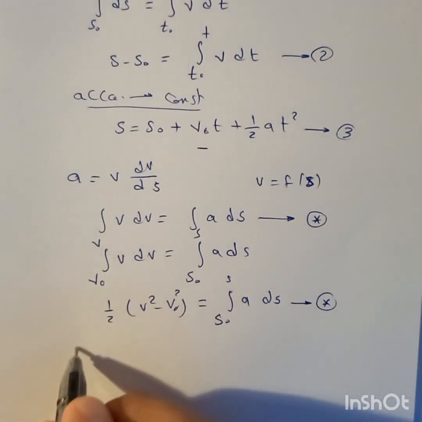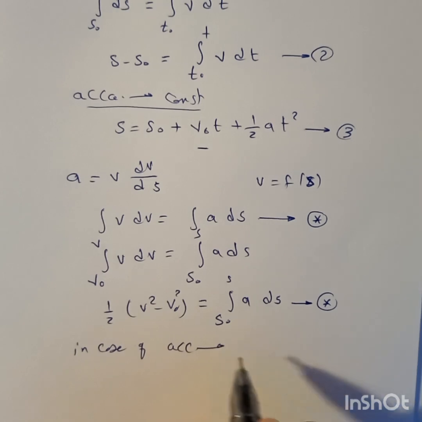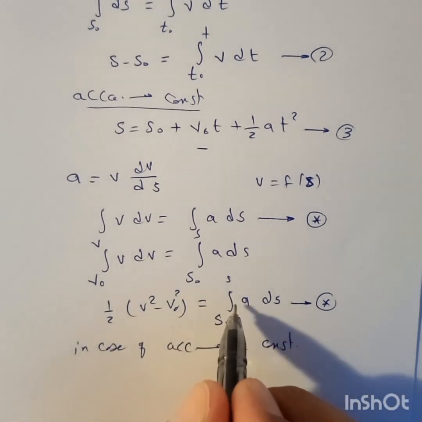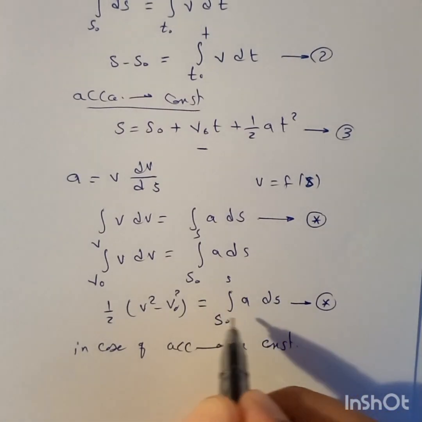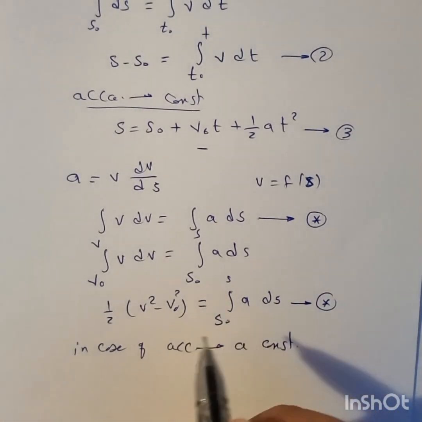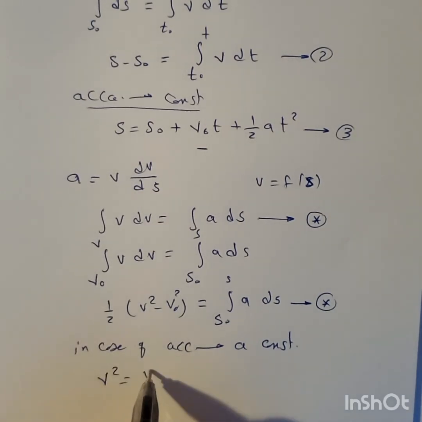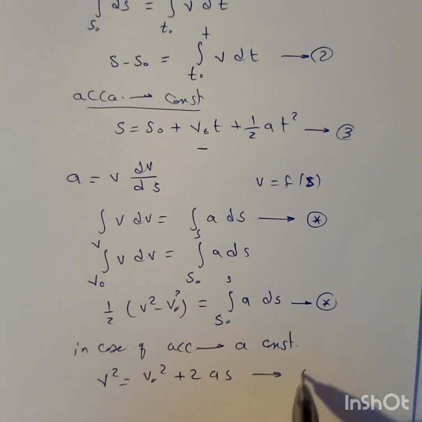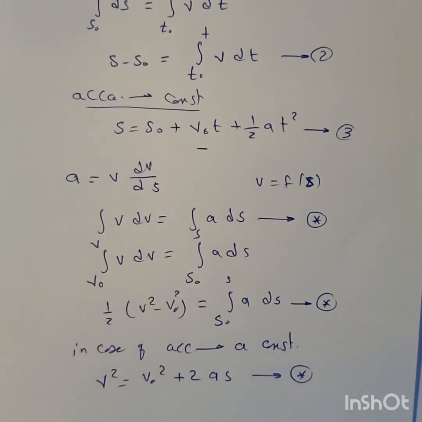Okay, in case the acceleration is constant, a is constant, then by applying the integration to this second relation, we can find v squared equals v naught squared plus 2as. This is the third equation we can use to find velocity if we have acceleration.